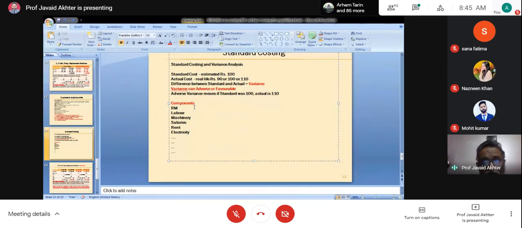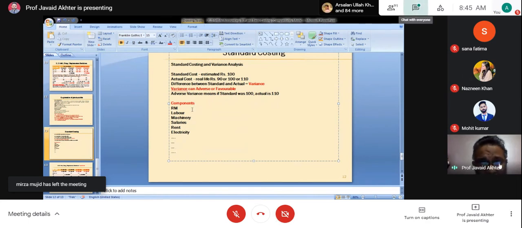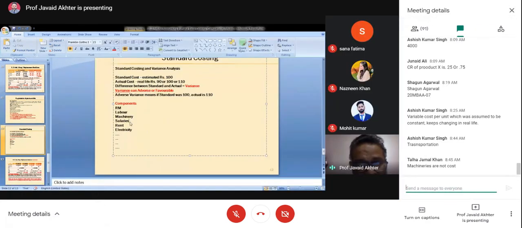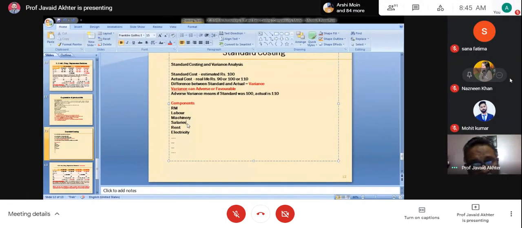This list will be unending. There can be 100 of such items, isn't it? You have written salaries. There can be salaries of class A, class B, class C. You can have advertisement. There may be 50, 100 items. Against each item, we will have minimum 2 columns. If we are making this as a table, we will write here standard, and we will write here actual, and then we will write here variance. Am I right?